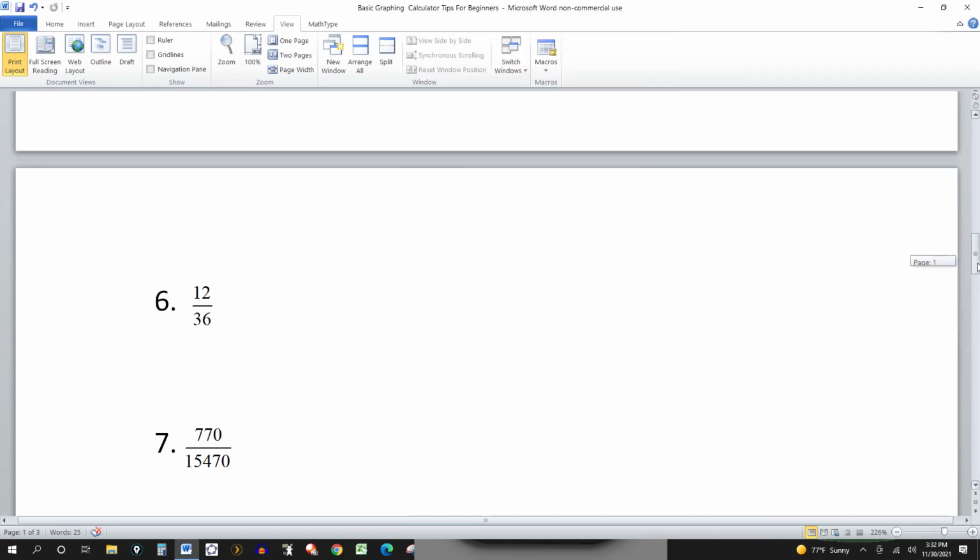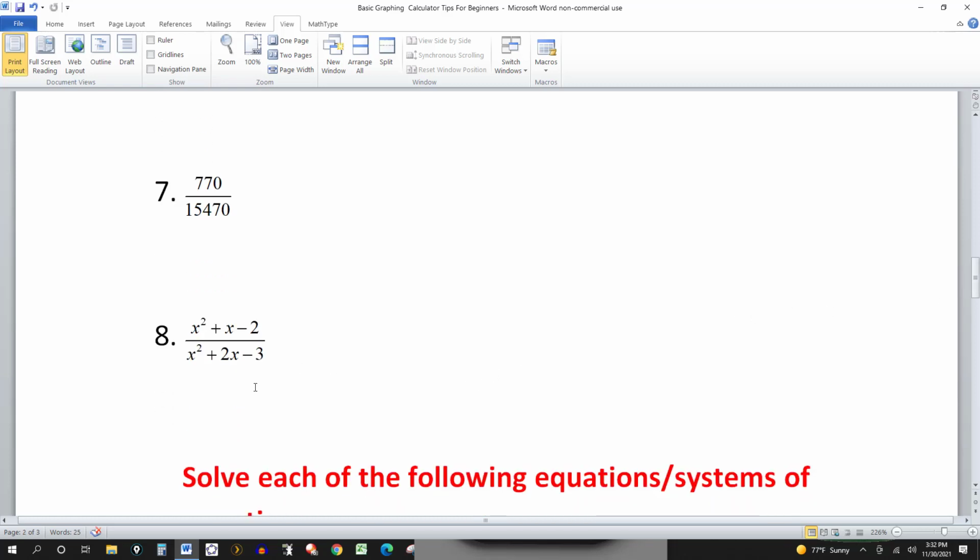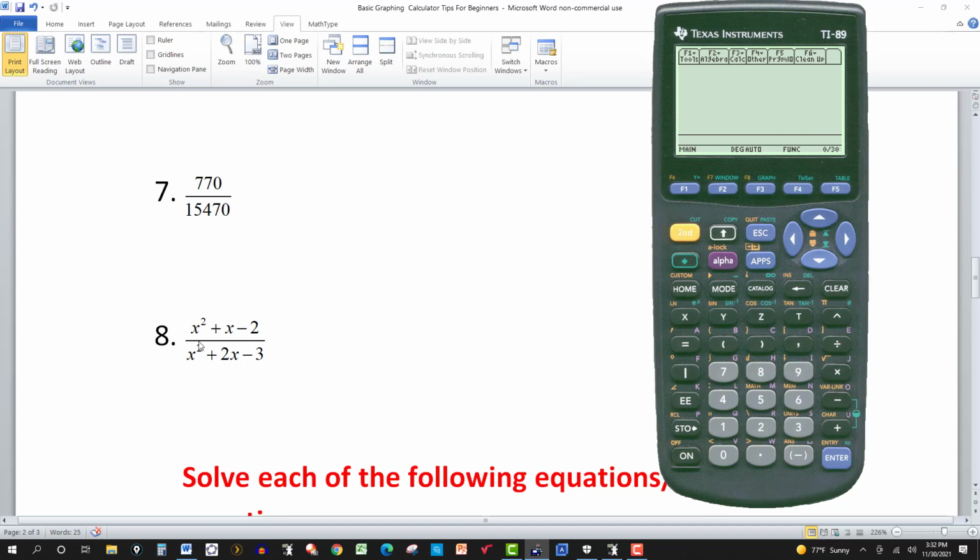Okay, so now let's go down to the next one. Suppose I wanted to simplify this one. This is a rational expression. I've done some videos on simplifying rational expressions without the use of a calculator. Now this type of problem, what I'm going to do here on the TI-89, you won't be able to do on the TI-84 or other versions of the TI graphing calculator, unless it's a CAS calculator that has a computer algebra system built in.